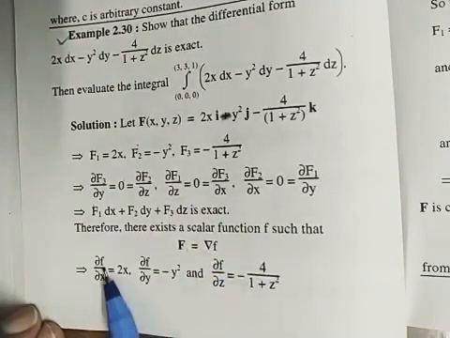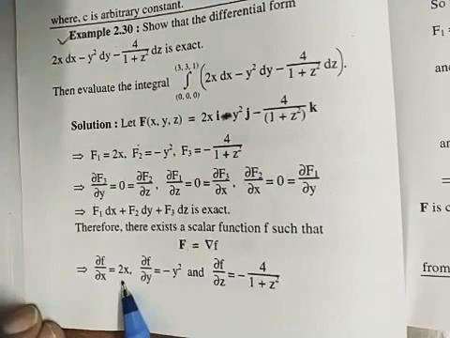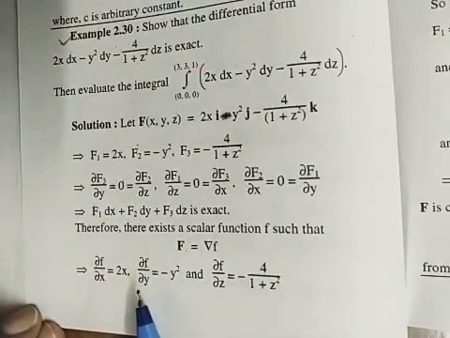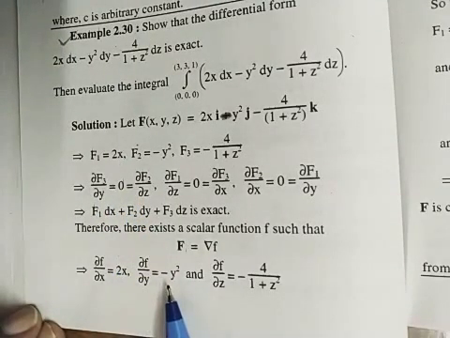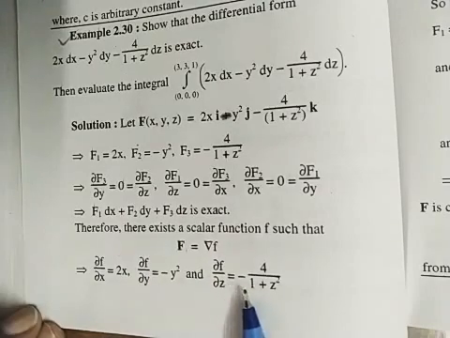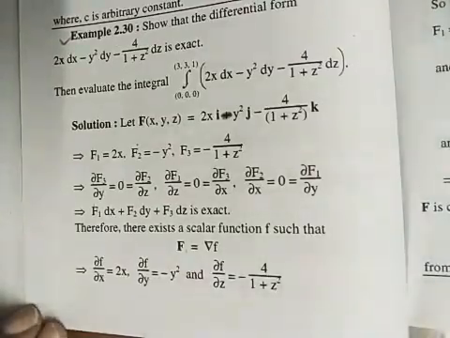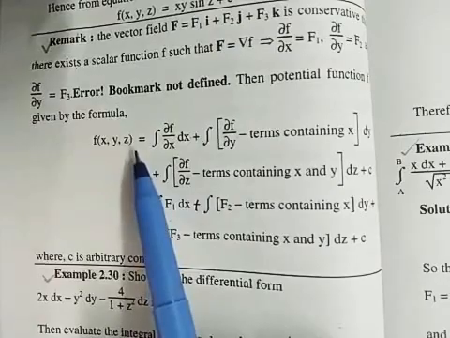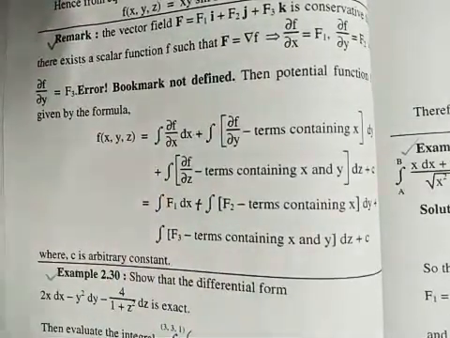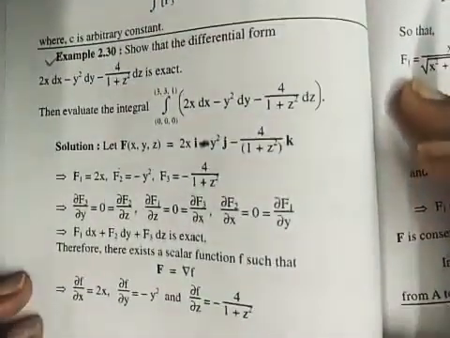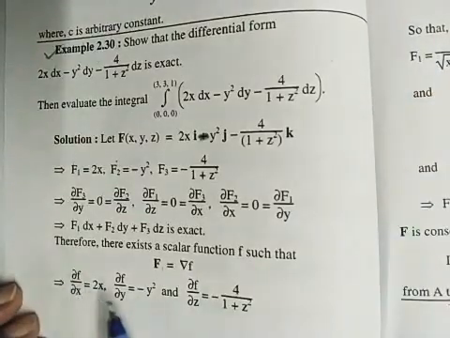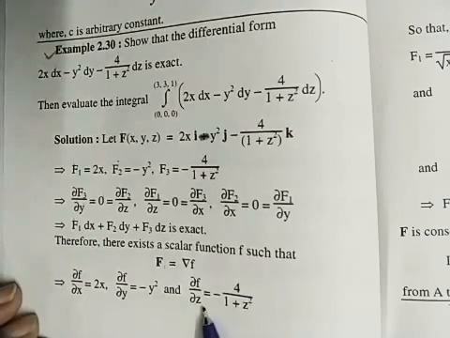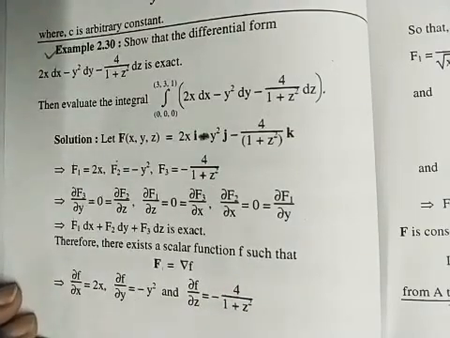Del f means del f by del x is equal to F1. What is F1 here? 2x. Del f by del y is F2, that is minus y square, and del f by del z is F3, that is minus 4 upon 1 plus z square. Now we use the formula we have just seen to find small f. Because now we have all these del f by del x, del f by del y, del f by del z, we replace these values in the formula and we find small f.